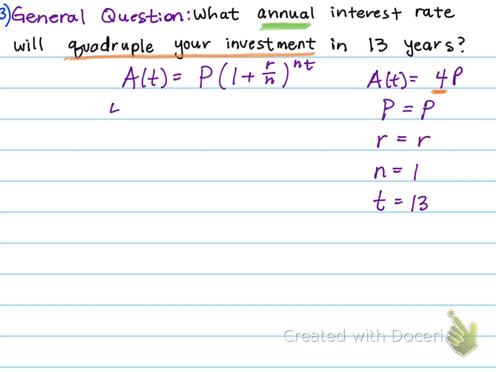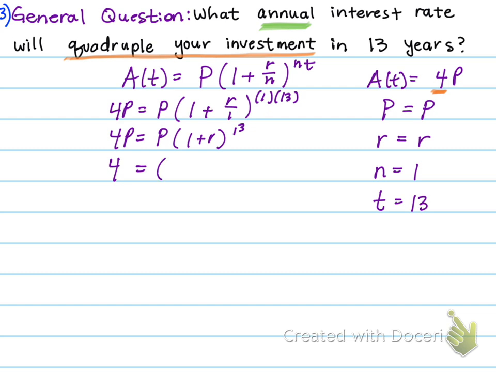So I set up my function. I have 4P is equal to P times 1 plus R over 1, times 1 times 13, all raised to the 1 times 13. From here, I'm going to simplify that. So I have 4P equals P times 1 plus R to the 13th power. From there, I'm going to do kind of what I did on the last one, where I get rid of the initial value by dividing both sides by it. So I get 4 is equal to 1 plus R to the 13th power.